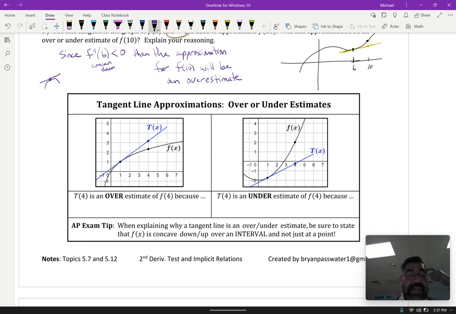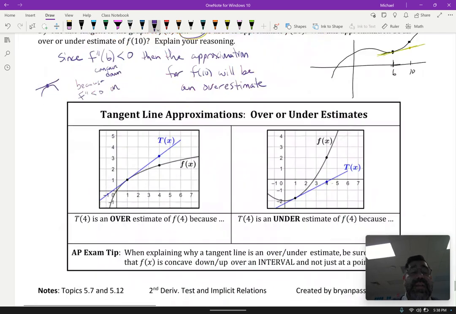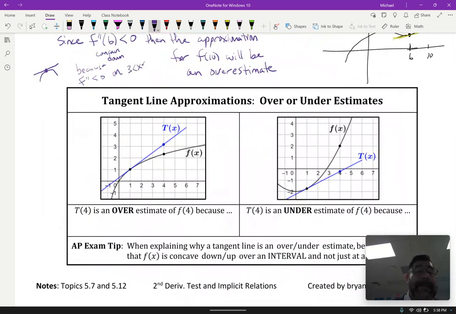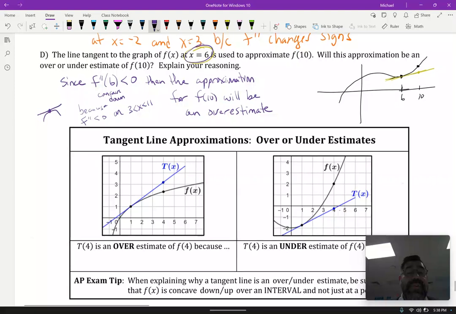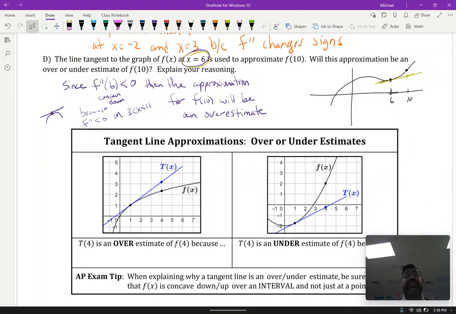So just a tip here, it says when explaining why a tangent line is over or under, be sure to state that f of x is concave up or down over an interval and not just at a point. Okay, so maybe we should say, since f double prime is less than 0 on the whole interval from 3 to 11, then the approximation for f of 10 will be an overestimate. And that would give you the points that you need for that particular problem.